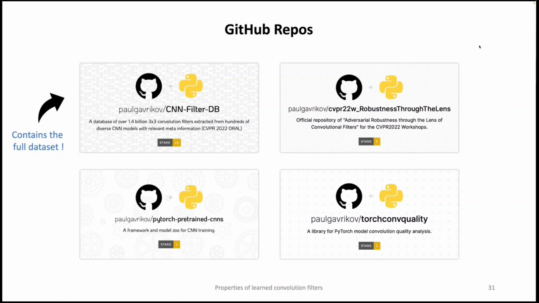And the last library that I want to mention is TorchConvQuality. We've gotten a lot of feedback at CVPR that we should release our filter quality metrics as a standalone library so people can test their models and they can also understand the convergence of their models during training. So we did this, and this is the library. It's a very small, simple library. You can include this in your training and understand what your model learns and how it learns.